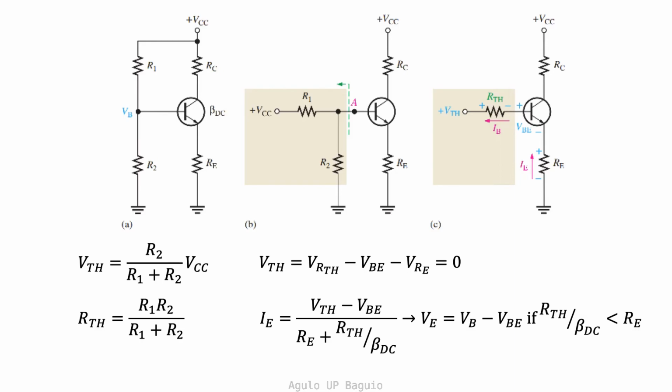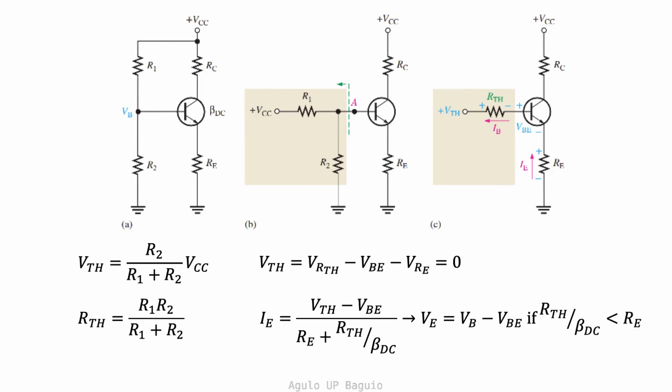The Thevenin voltage is straightforward and is just the voltage divider circuit. To get the Thevenin resistance, we need to short the source VCC to ground. We see that the equivalent Thevenin resistance is just the equivalent parallel resistance of R1 and R2. We now redraw the shaded region to its Thevenin equivalent circuit in C. We then apply Kirchhoff's voltage rule.